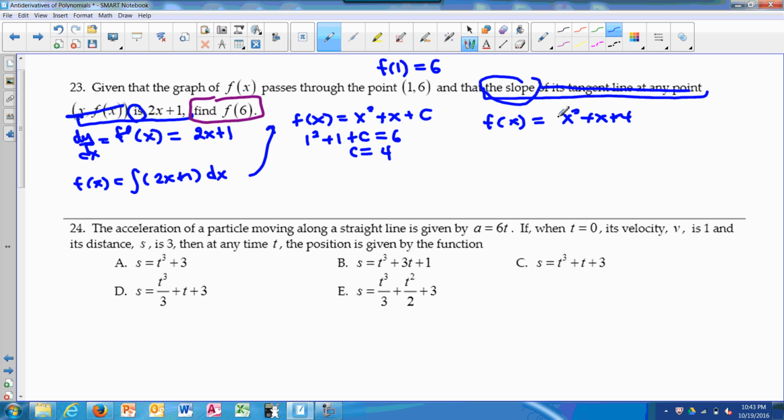So if I substitute in 1, I get 6. If I take the derivative, I get 2x plus 1. Finally, what is the value of the function when x equals 6? So f of 6 is equal to 6 squared plus 6 plus 4. That would be my FRQ answer, even though it's easy to simplify. If it were multiple choice, I would have to work this out and get 46.